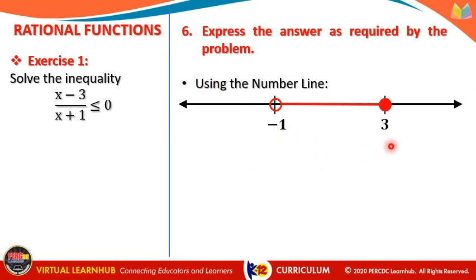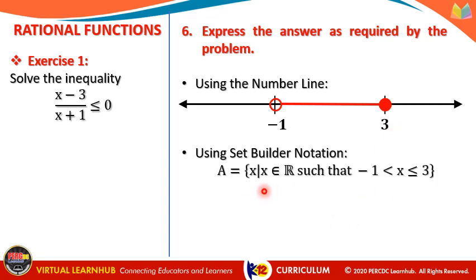What if ang gusto ng problem ay naka-set builder notation? Ano ulit ang ibig sabihin nito? Diba, ibig sabihin nito is, our set contains all real numbers that are greater than negative 1 but are less than or equal to positive 3. So, between negative 1 to 3, yung negative 1 hindi kasama, yung positive 3 kasama. So, ang set builder notation natin will be like this. So, x is a real number such that x is greater than negative 1 but is less than or equal to positive 3.